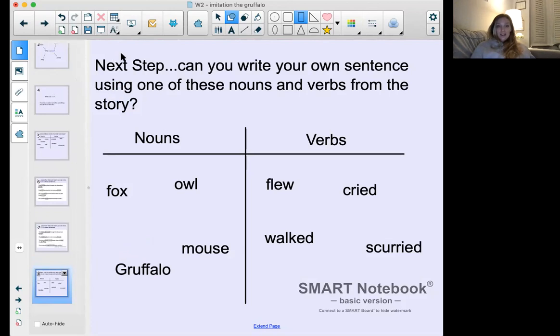Tomorrow we're going to be looking at what makes, we've talked about the parts of a sentence, and tomorrow we're going to be deciding whether something is a complete sentence or an incomplete sentence. So lots of sentence work today.